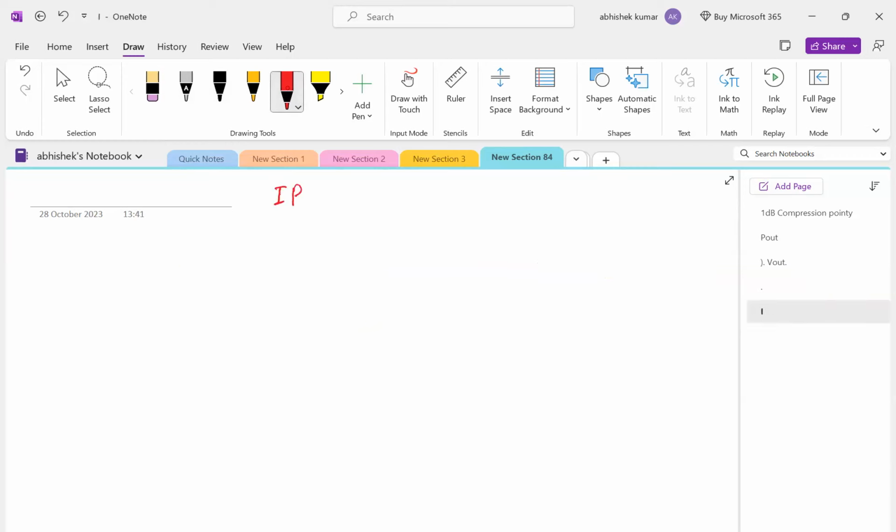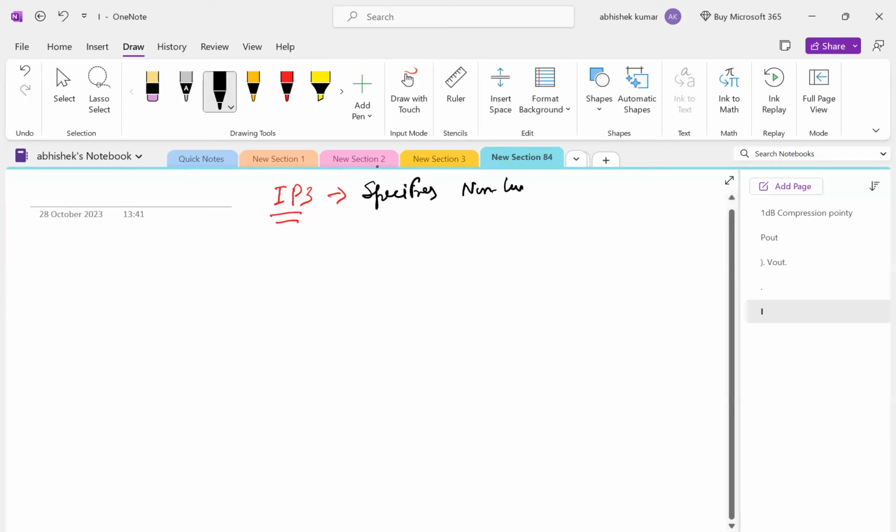And after that, we have IP3. IP3 is just like first order modulation. We have another intermodulation product that comes in the picture when we have a different signal at the output. This also specifies the nonlinearity of the system.